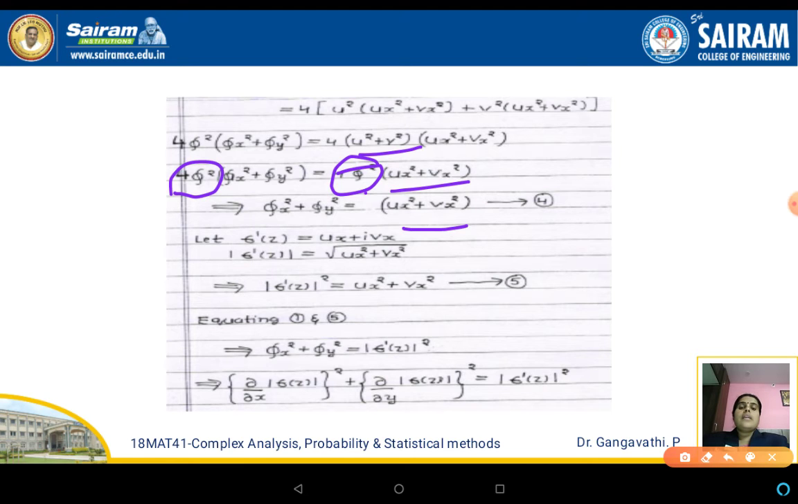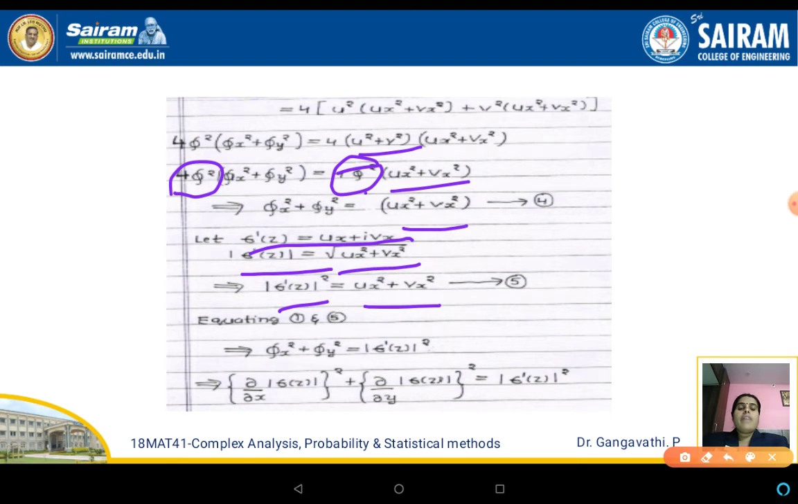And now consider your f dash of z. So what is our f dash of z from the standard result? It is ux plus i vx. So take the modulus of it. So modulus is square root of ux square plus vx square. And taking the square on both the sides, the square root gets cancelled and remaining is ux square plus vx square. And call the result as equation 5.